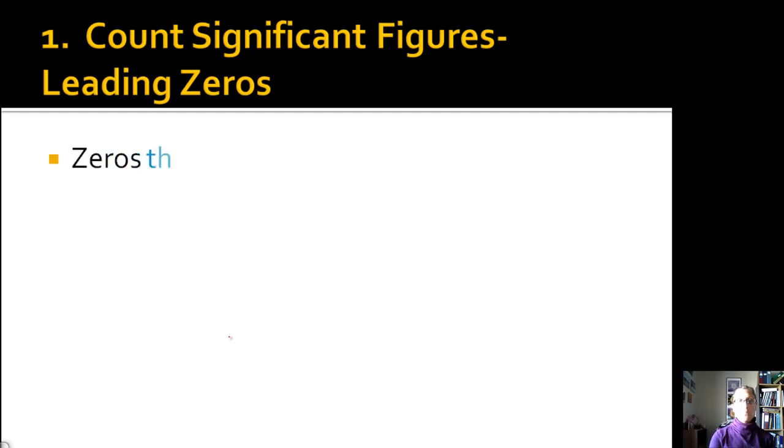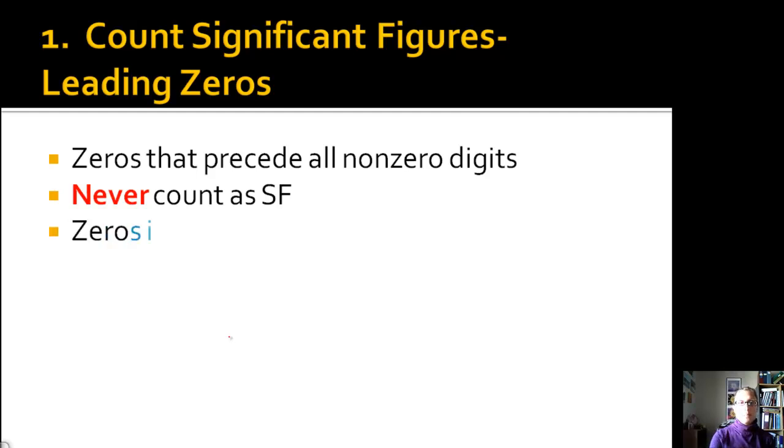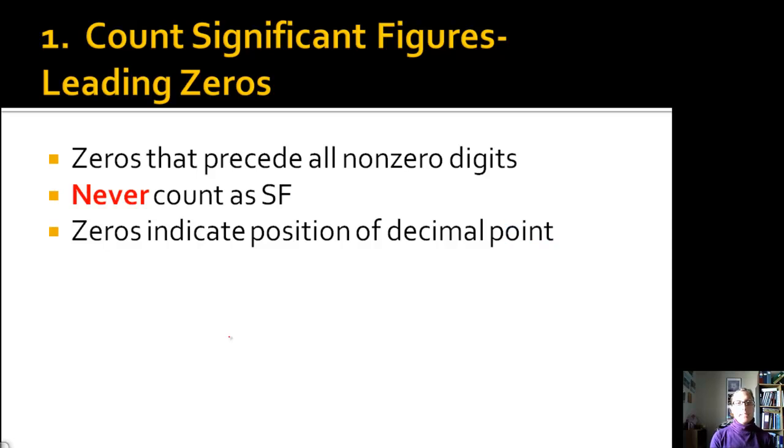So let's look at the first type, which are leading zeros. If you are leading, you are in the front. And so leading zeros are zeros that precede or come before all non-zero digits. These would never, ever, ever count as significant figures. These zeros are indicating the position of the decimal point, but they are not indicating significance.